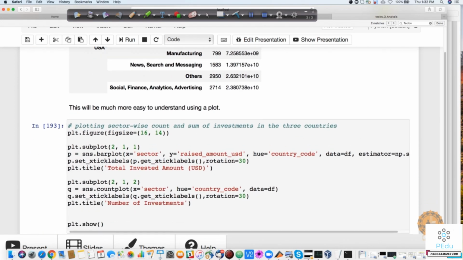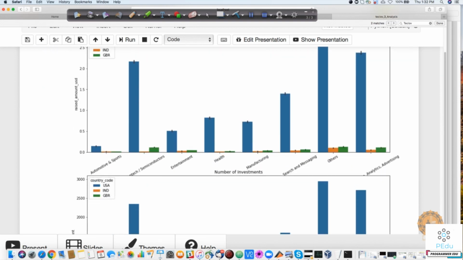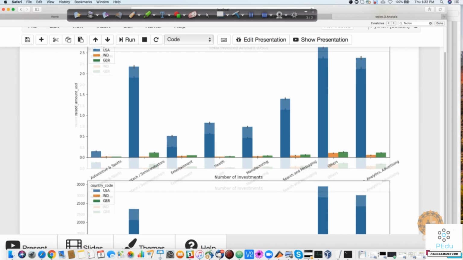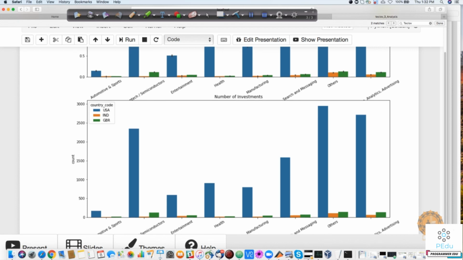Once we got this, after that we will be plotting a graph. So we will plot two graphs. One will be for count and one will be for the total sum amount. So you can notice that this is the value we got, right? Two graphs. The first graph is total investment amount and the second graph is number of investments. Now here we are also having other sectors. So that's definitely one thing.